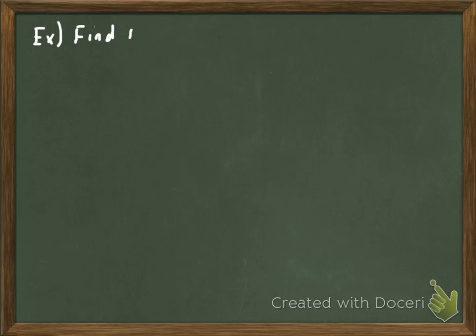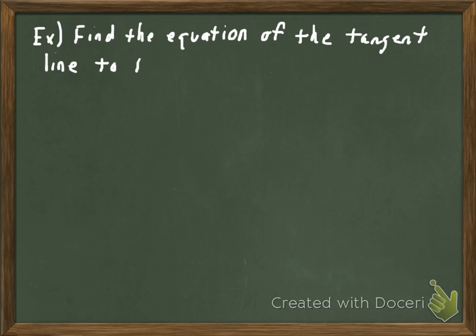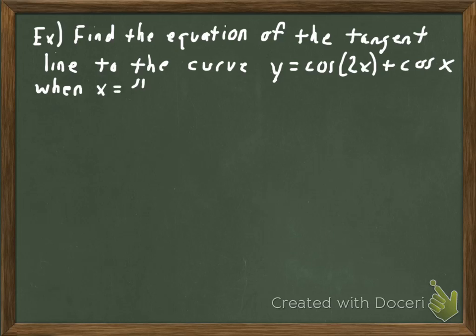Alright, we're going to try this word problem first. What we're going to do together is find the equation of the tangent line to the curve y equals cosine of 2x plus cosine x when x is equal to pi over 3. What I'd like to do first is talk about the things that go into the process of finding the equation of a tangent line, just so we remember, and then we'll go through and actually find those things.